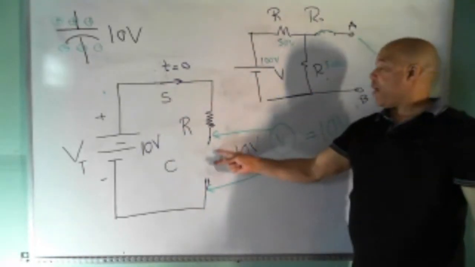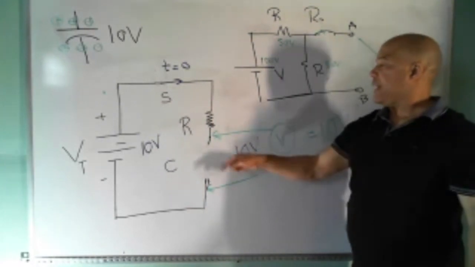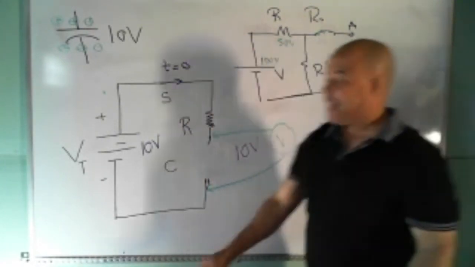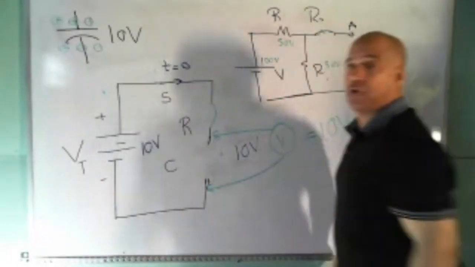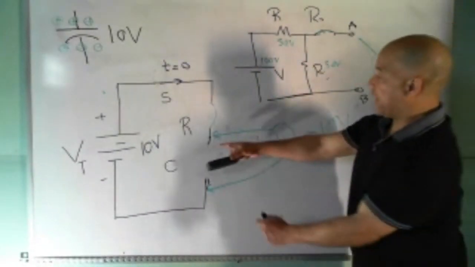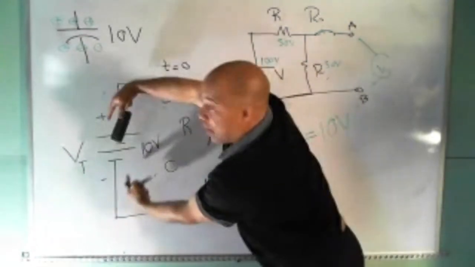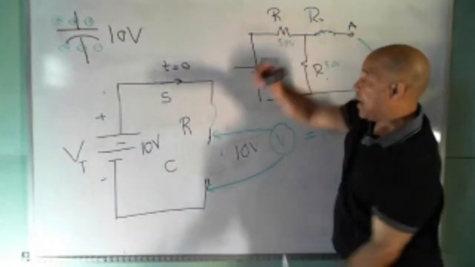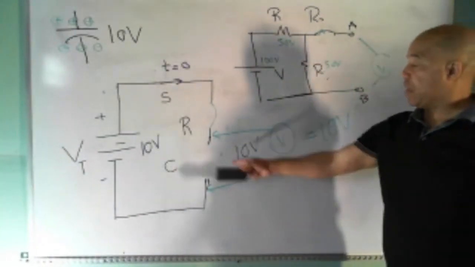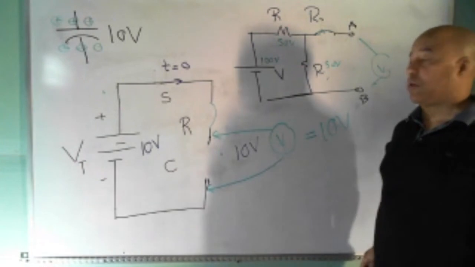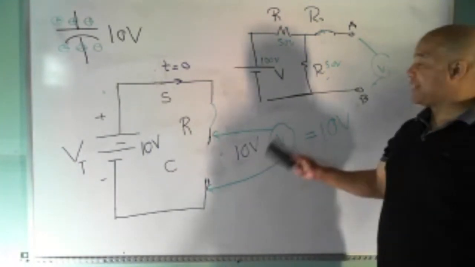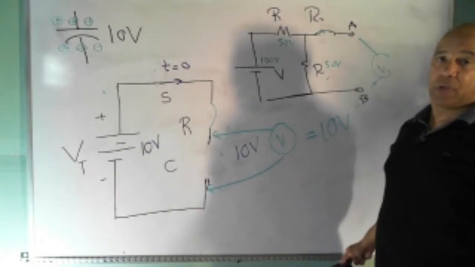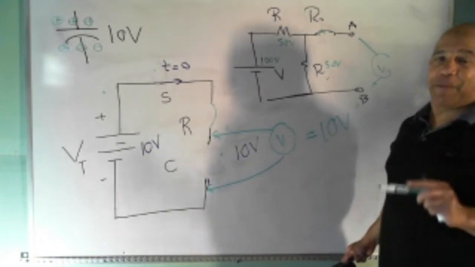If I open this up, no current can flow. And if there's no current flowing through that resistor, it looks like a short. So I'm basically connected up across my battery. I'm going to read 10 volts across that open. You always read the total voltage across an open circuit in a circuit like this. Does that make sense to everybody? That is a very important key point.